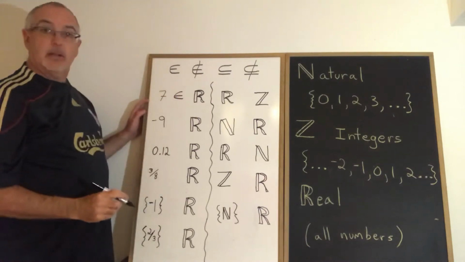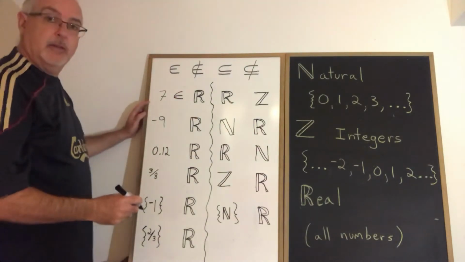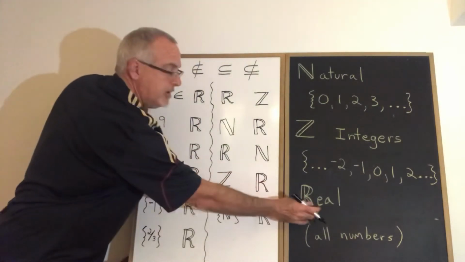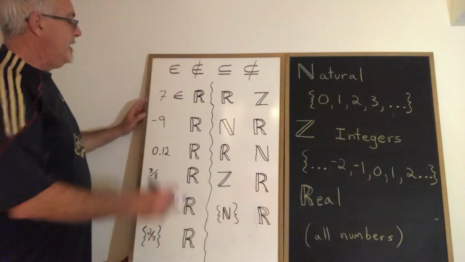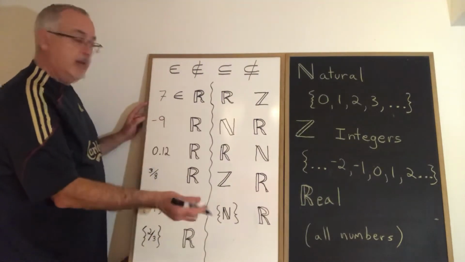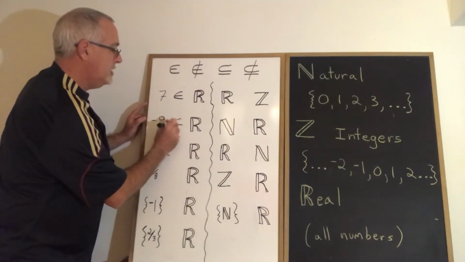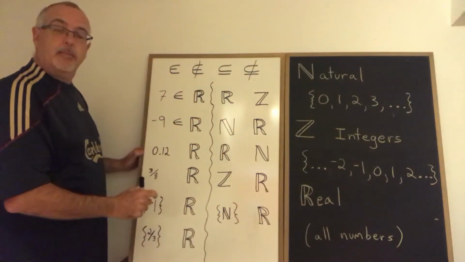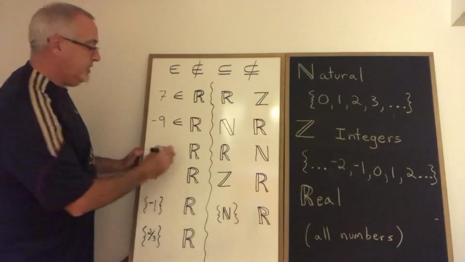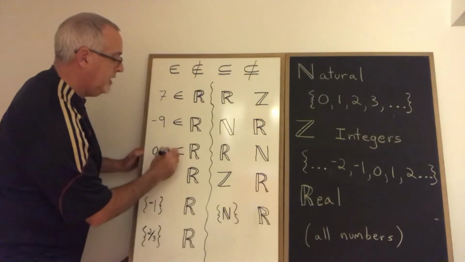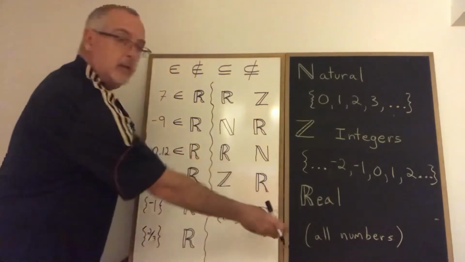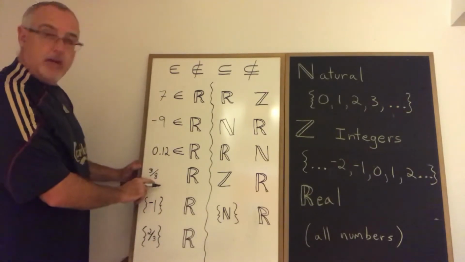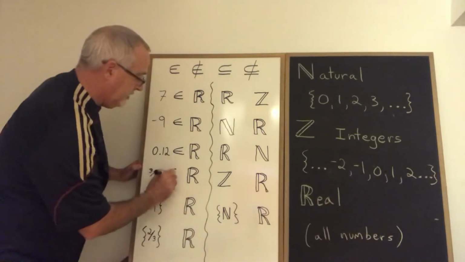The answer is yes, quite a lot, when we are checking if an element is an element of real numbers, because remember, real numbers includes all numbers. Is -9 a real number? Yes, so -9 is an element of real numbers. 0.12 is an element of real numbers, because real numbers includes the decimals and fractions in between whole numbers. The fraction 3/8 therefore is also an element of real numbers.